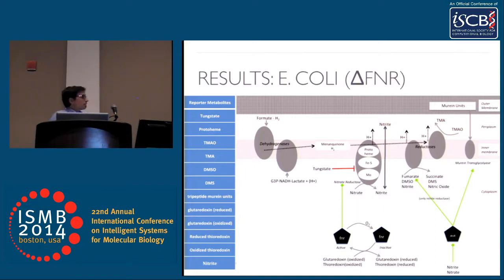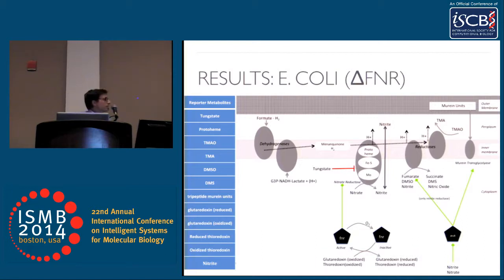So you see the FNR gene in the pentagon at the very bottom. This is a key regulator of the switch between anaerobic and aerobic respiration. So we are focusing on the knockout of this gene. And on the left, you see in blue the reporter metabolites reported by our algorithm. When there is no oxygen, the FNR gene is active, and when there is oxygen, it's inactive. And these changes are coupled with the metabolites glutaredoxin, which you see at the very bottom, and thioredoxin. So our algorithm finds those metabolites in the reporter set.